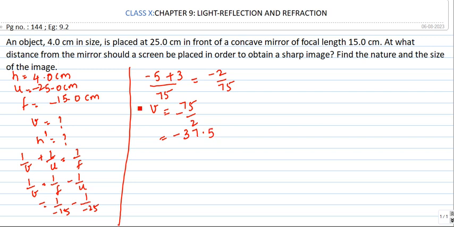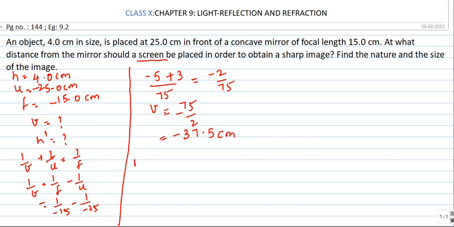37.5. So what do we understand by this? We understand that the screen has to be placed, see, that's the question, screen has to be placed at a distance of 37.5 centimeters in front of the mirror. So we have a negative sign. So what's the next thing we have to find out? We have to find out the nature and size of the image.